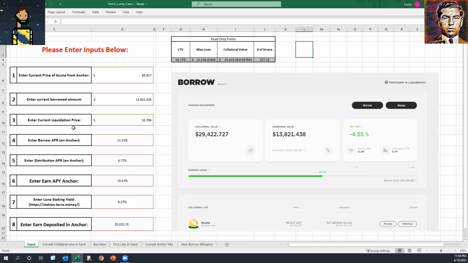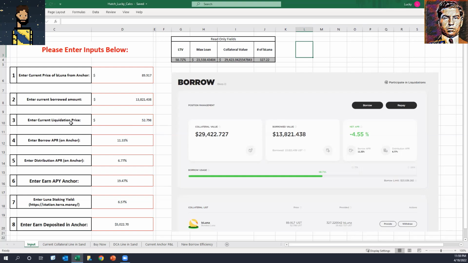Yeah. So we're asking for 8 inputs here, and we'll walk you through as we go tab by tab, like Hutch was saying. Enter the current price of bLUNA from Anchor. You'll find that right at the collateral list on bLUNA. It's that big number right there. So we have that entered. Enter the current borrowed amount. That's your borrowed value right there.